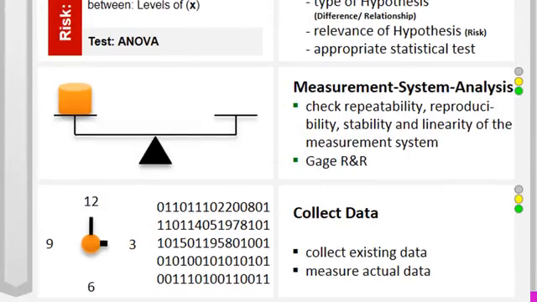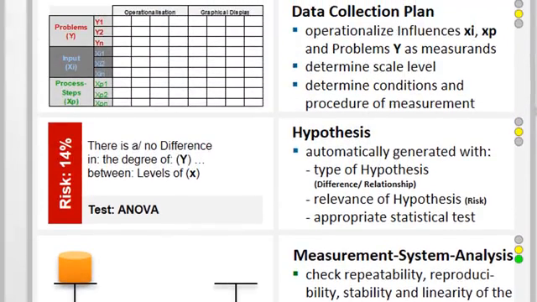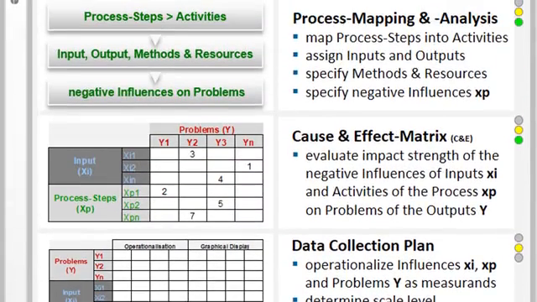But before we can analyze data, we need to collect data. And before we collect data, we should formulate hypotheses for the problems and their related influences. The cause and effect matrix prepares these hypotheses. In the rows of the matrix, all detected influences from the input and the process are contrasted to the columns with all identified problems. Experts now rate the degree of relationship between all influences and all problems. The result is a ranking of all influence-problem relationships, according to their strength.